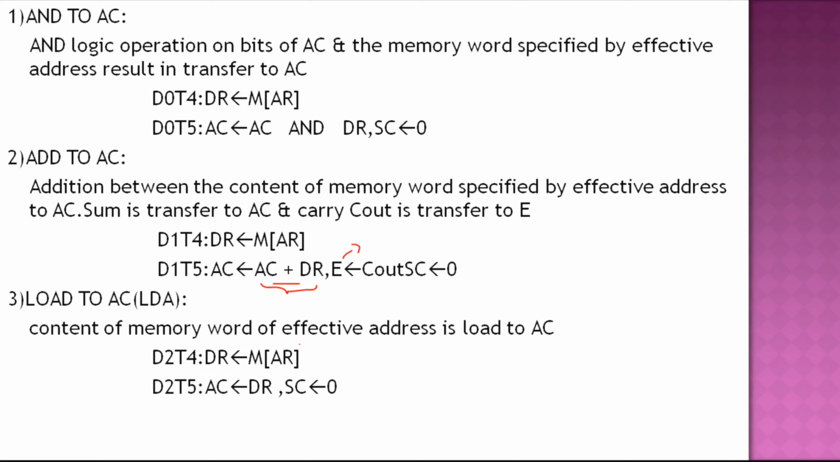The content of the memory word of the effective address is loaded to the accumulator. First, the memory content is transferred to the data register. After transferring the content to the data register, it is transferred to the accumulator. That is nothing but loading the data to the accumulator. After completion of the operation, the sequence counter is set to 0.